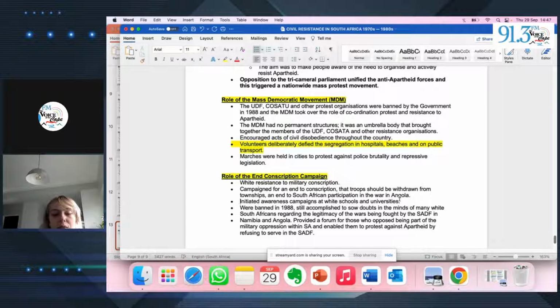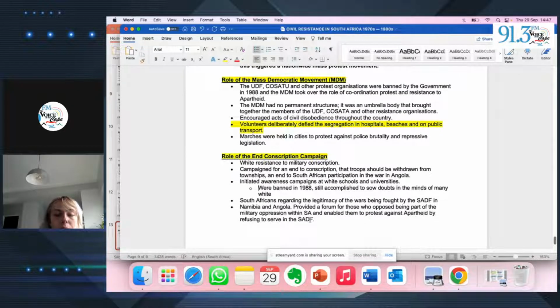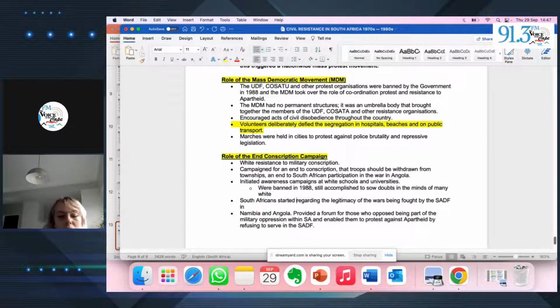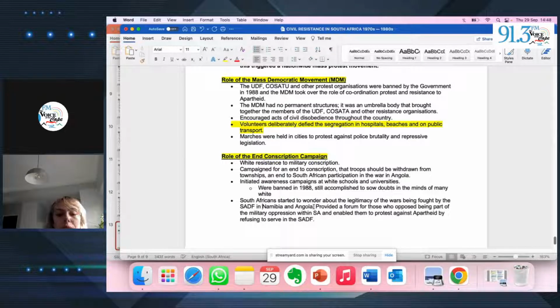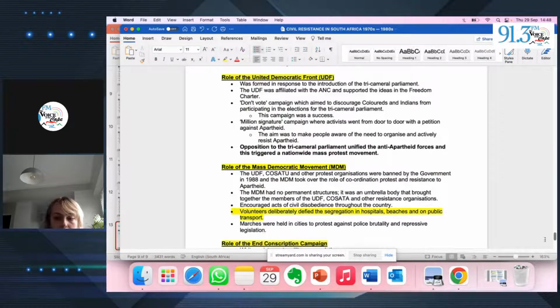They initiated awareness campaigns at white schools and universities and were banned in 1988, but still managed to sow doubts in the minds of many white South Africans. They started questioning the legitimacy of the wars being fought by the South African Defence Force in Namibia and Angola, and the End Conscription Campaign provided a forum for those who opposed being part of military oppression within South Africa and enabled them to protest against apartheid by refusing to join the military.